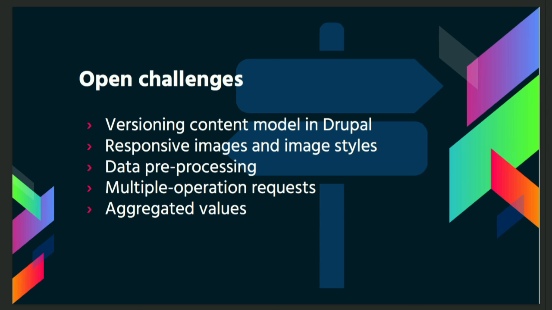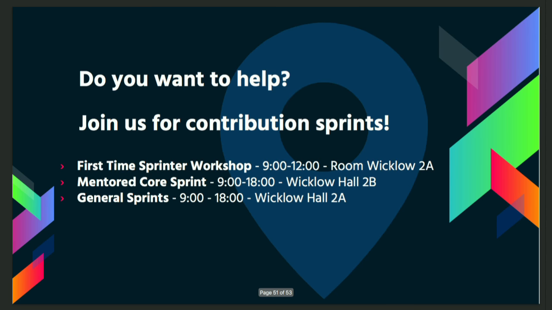Multiple operation requests, doing the same that we're doing for includes, but for writing queries, right? Again, it has many drawbacks, but it is still appealing for many people. So it's in the balance to see if we want to do that or not. And finally, aggregated values. How do we deal with requests like, give me a count of the videos for every season for this particular show? How do we express that in a JSON API compliant way?